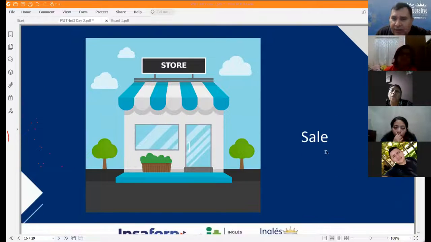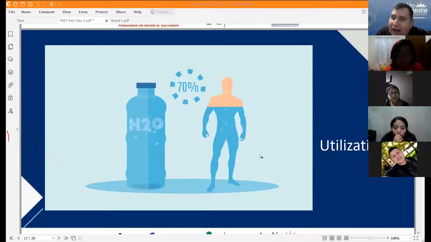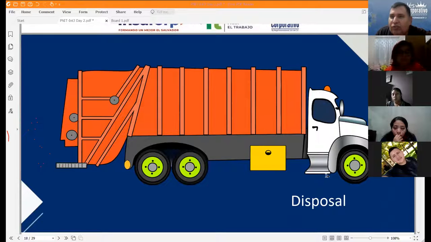And then the store, the product is sold. Okay, you and I go and buy the product. Okay, and then we call this utilization. So we buy it and we consume it. That is consumption. Okay, and after that, once we have consumed the product, what do we do with the bottle, the can, the bag, etc.?